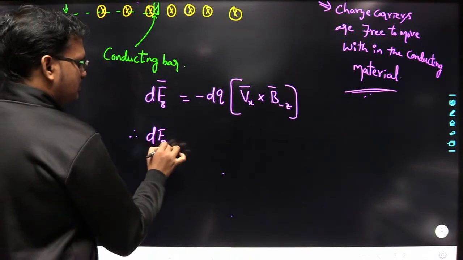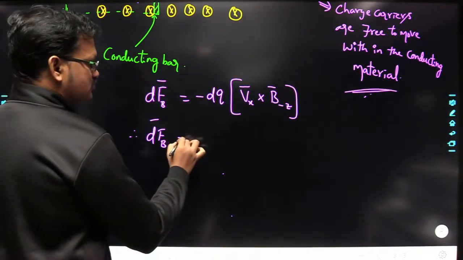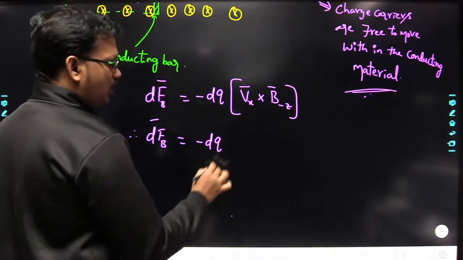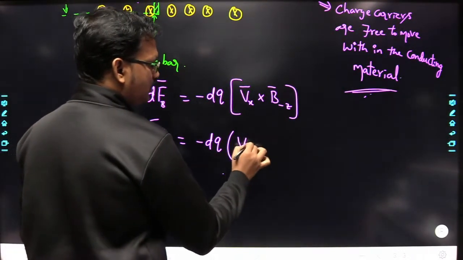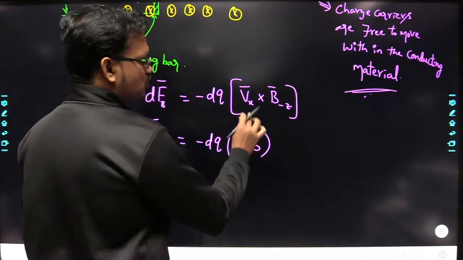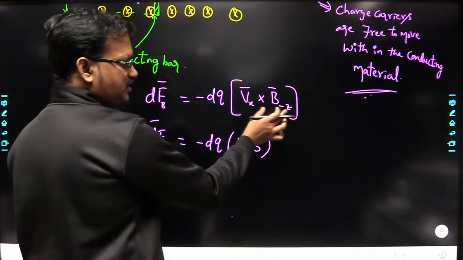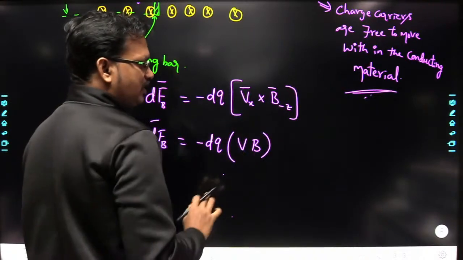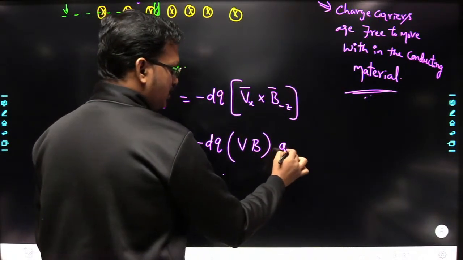So therefore dFB, a small differential magnetic force, is equal to minus dq into v into b. So x cross z here. X cross z will be minus y. Minus of minus will become plus. So here you are going to get ay cap.